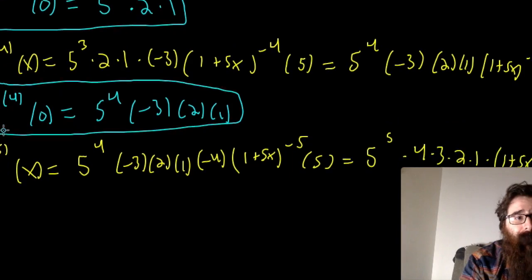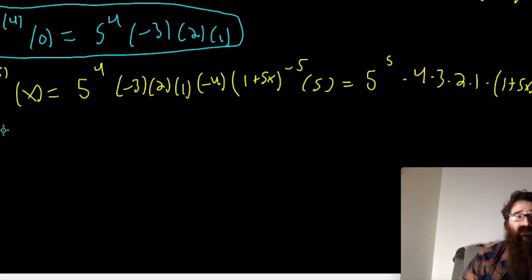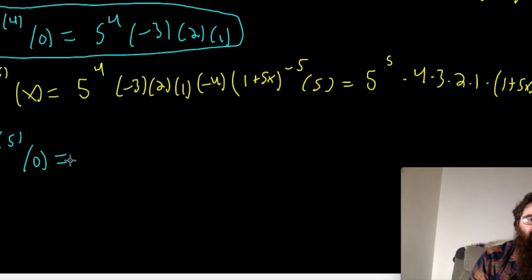And if I take a look at my fifth order derivative, and this is as far as we went, my fifth order derivative evaluated at 0, I'm going to get 1 plus 5 times 0 to the power of minus 5. And that's 1 to the power of minus 5, which is just 1. So I'm left here with this coefficient, 5 to the 5th, times 4, times 3, times 2, times 1.